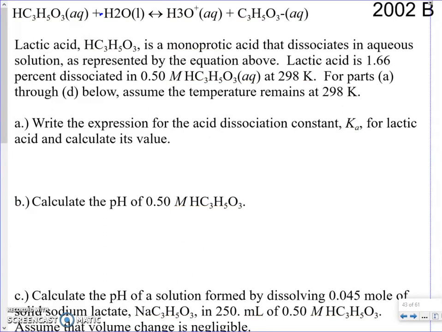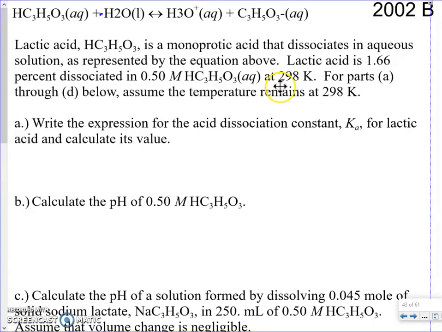From there, we're told that lactic acid has a 1.6% dissociation in a 0.50 molar lactic acid solution at 298 degrees Kelvin. Again, don't get too caught up on the temperature. This is just to recognize that it's 25 degrees Celsius, so all of our Kws and pH and pOHs that we have been using still hold true, because remember, if temperature changes, Kw changes, and that creates a whole slew of problems that we're not going into right this second.